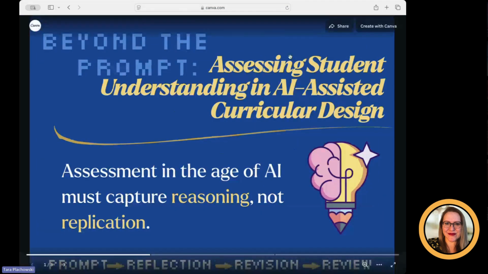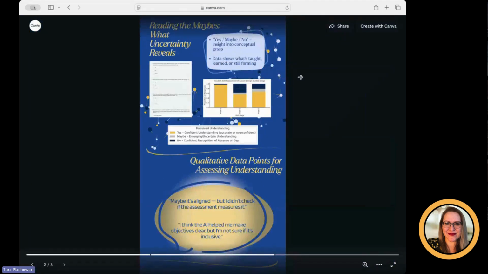And I need to move. There we go. Now let me zoom in here.